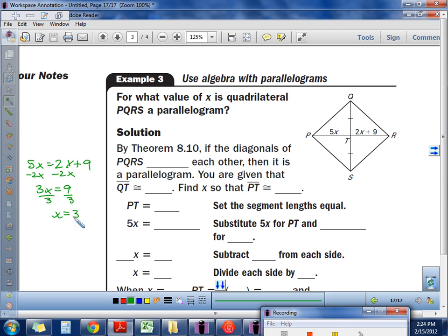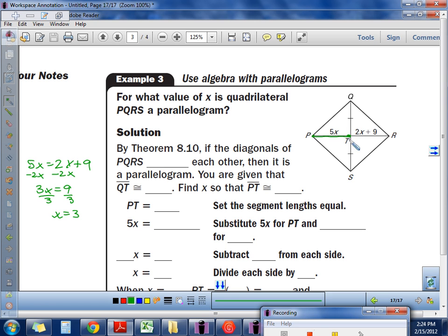Okay, here's, though, what they would say on ACT. They wouldn't stop here. They would give you a little bit more. They would say, how long is PT? Oh, you substitute the x value, which is 3. 3 times 5 is 15.